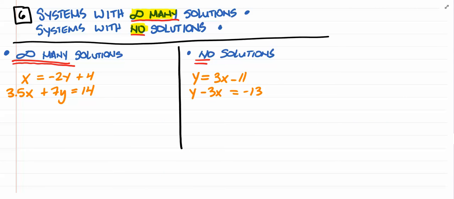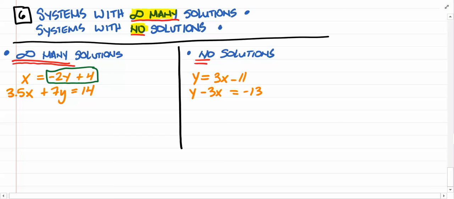Okay, box number 6 is all about a system that has infinitely many solutions versus a system that has no solutions. So in the first example on the left, I have an infinitely many solutions example. So notice that x is equal to negative 2y plus 4. So I'm going to take all this information and substitute it for x into my second equation. So I would have this: 3.5 times the value of negative 2y plus 4 plus 7y is equal to 14.